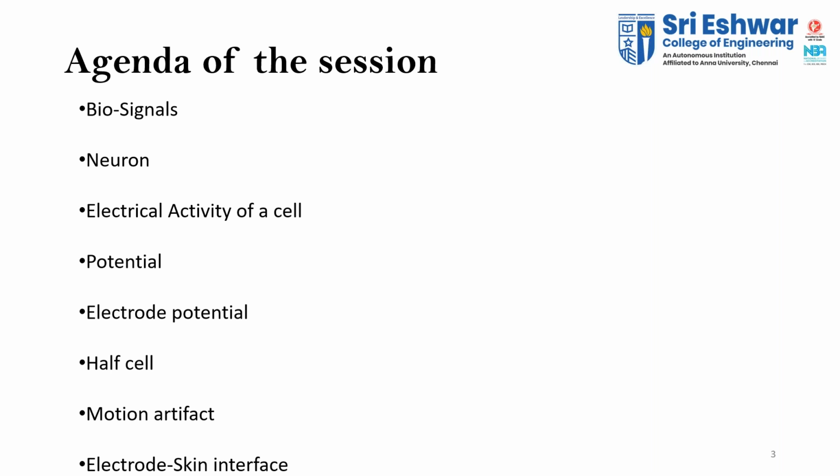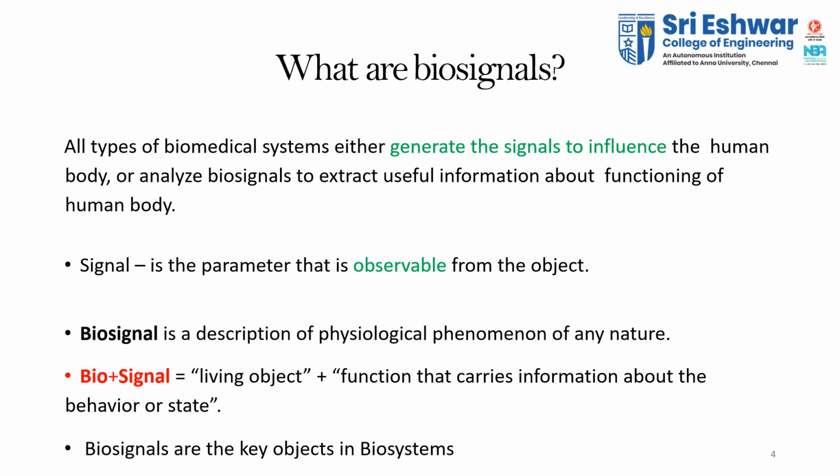So the agenda of today's session is biosignals, neuron, electrical activity of the cell, biopotential, electrode potential, half cell, motion artifact, electrode skin interface. As we know from the clear concept of biosignal, it is taken out from the human body. At the living object level, if I am taking signals out, then that is said to be a biosignal.